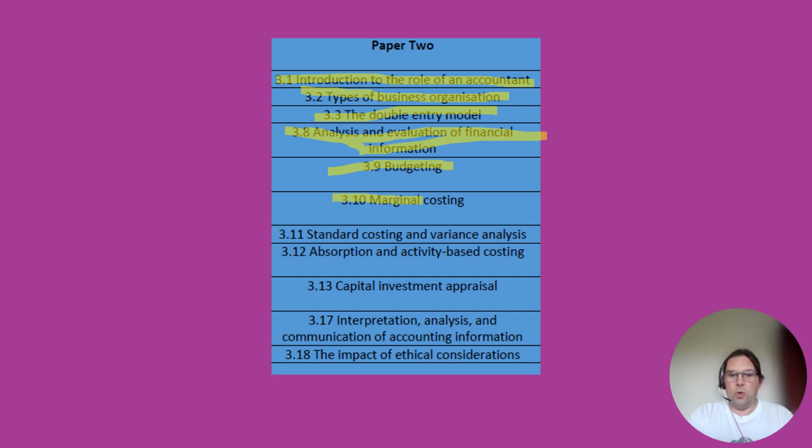3.10, marginal costing, is quite a big area. So you need to be able to define the different types of cost. You could get asked that. So what's direct cost, indirect cost, variable, fixed, semi-variable, marginal cost. So you need to know the different costing, stepped cost as well.